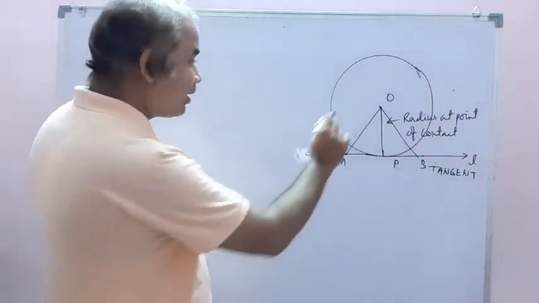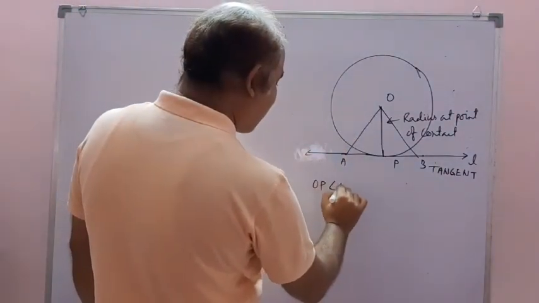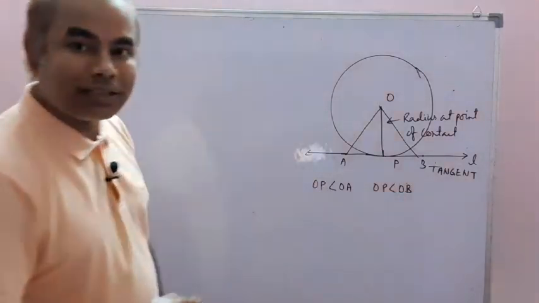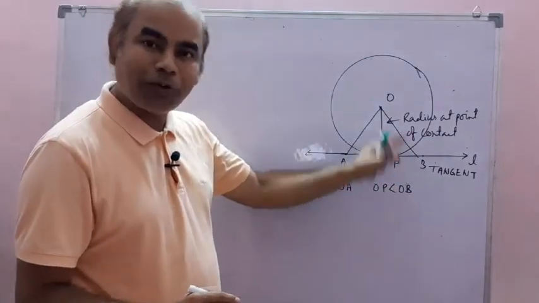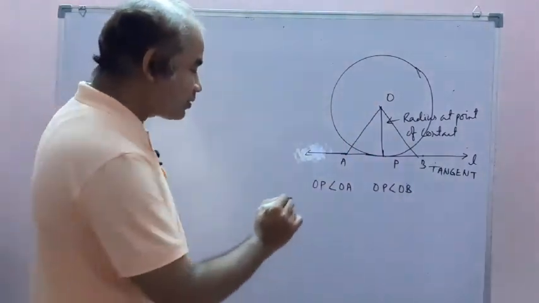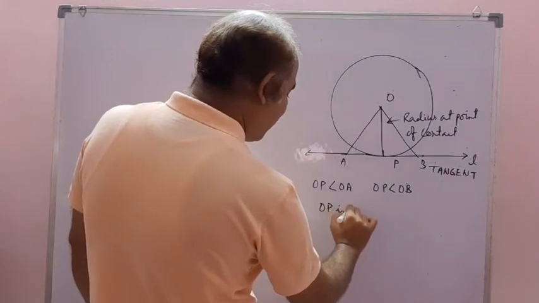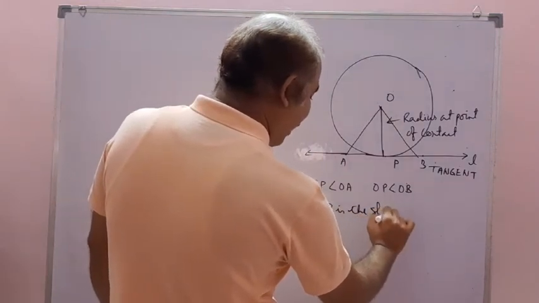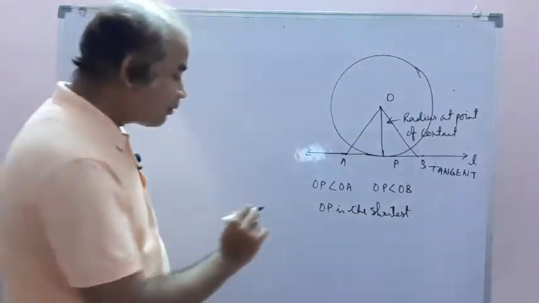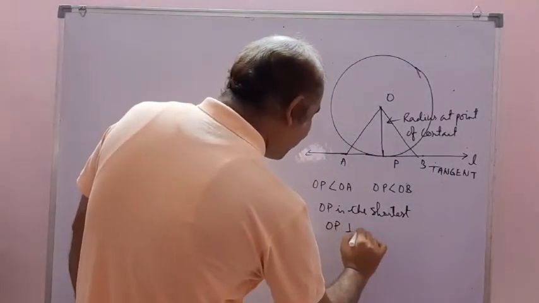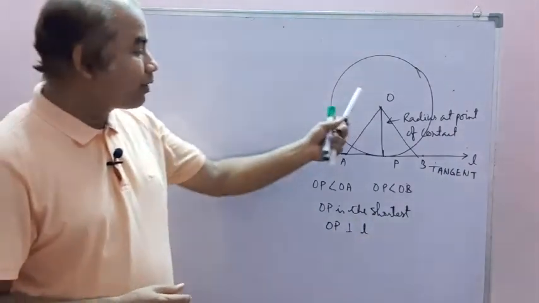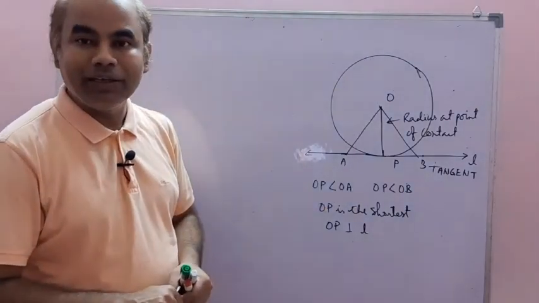So the radius OP is smaller than OA, OP is smaller than OB, or OP is shorter than all other line segments. OP is the shortest, and the shortest one is perpendicular. So OP is perpendicular to what? To the tangent L. So the radius at point of contact is perpendicular to a tangent.